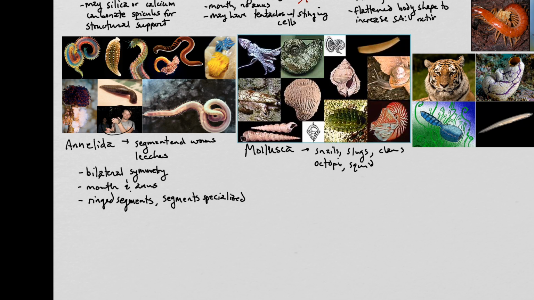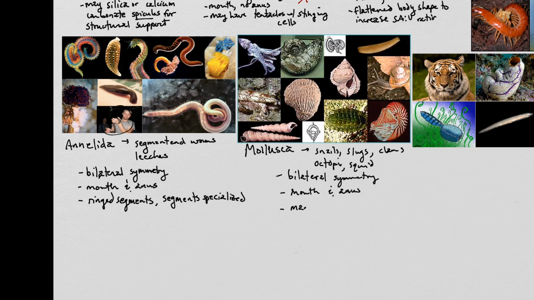So just like annelids, they have bilateral symmetry, so you can cut them in half one way and have two different sides that are equal to each other. They also have a mouth and an anus, so food comes in one side and waste leaves the other. And this group, their body structure is all the same.